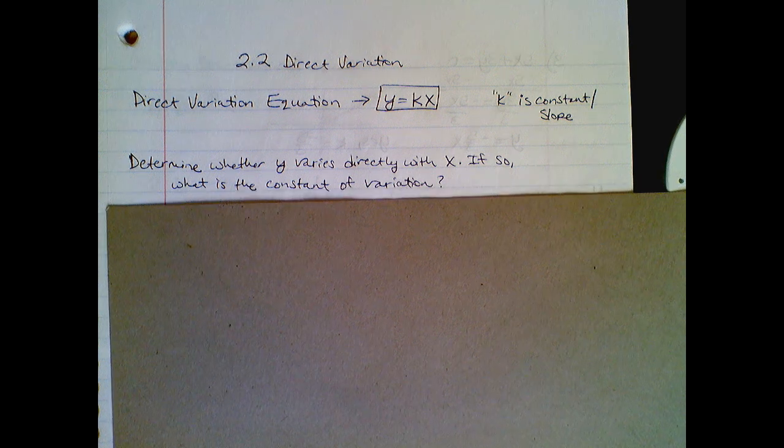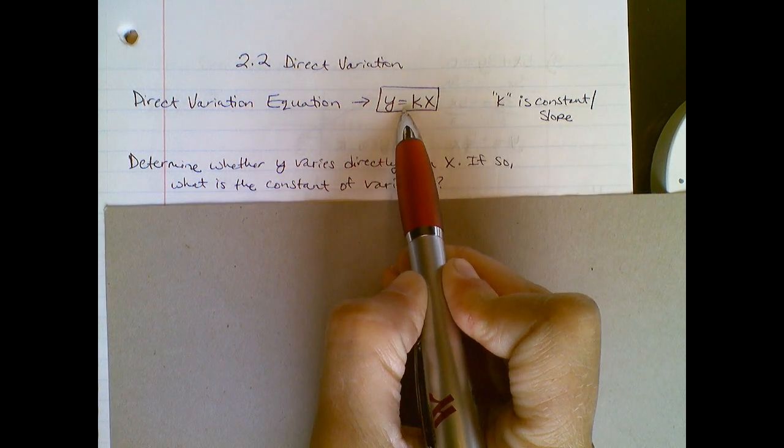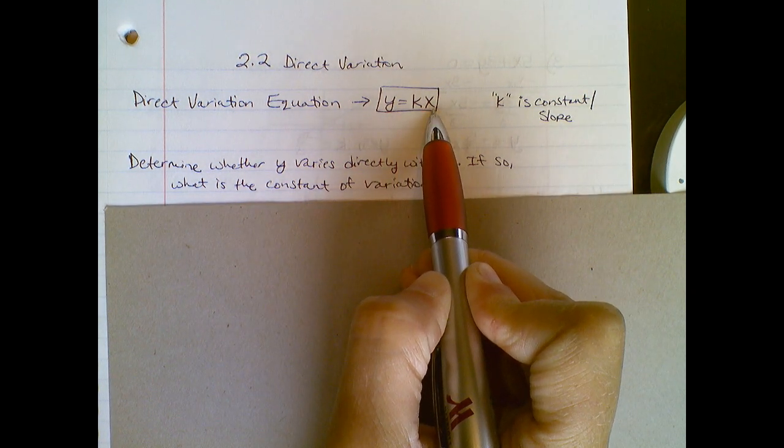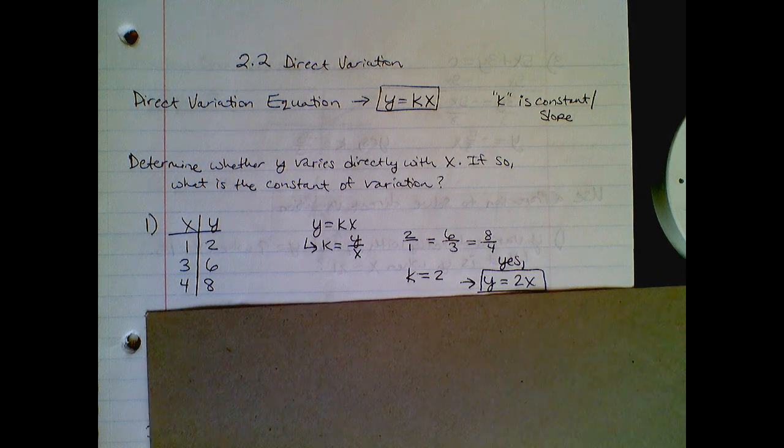Now, for this first example, it says determine whether y varies directly with x. If so, what is that constant of variation? So notice how they have y varies directly with x. And anytime that y varies directly with x, we're going to be using this equation, y equals kx. So we know to start off with, we want to use that equation.